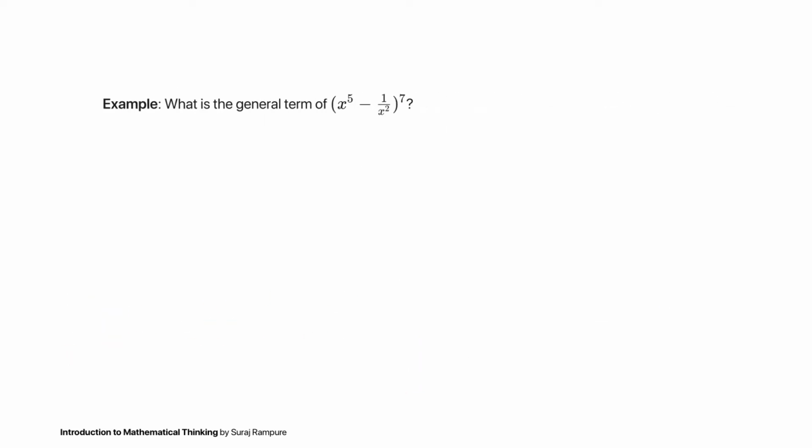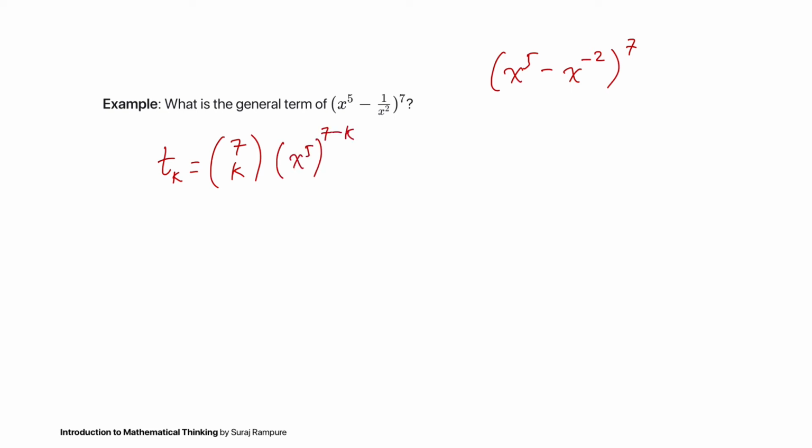Okay? So I want you to work on an example. Find out the general term of (x^5 - 1/x^2)^7. Of course, you can write this as (x^5 - x^-2)^7. Let's walk through it. So t_k will be 7 choose k times whatever the first argument is, in our case x^5, exponent 7 minus k, times negative x^-2 to the k.